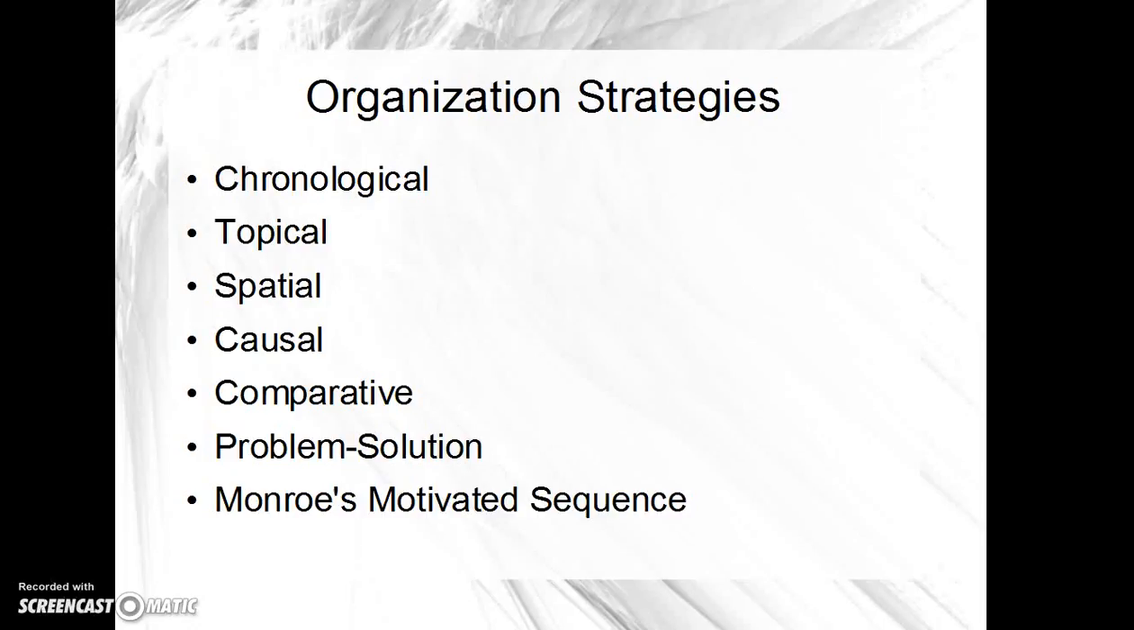A more specific version of problem solution is Monroe's motivated sequence. This is very, very helpful when you're crafting a persuasive speech and you want to make sure you cover all of your bases. It is a 5-step strategy that motivates the audience into action based on their needs. So with Monroe's motivated sequence, the very first step is, just like when you're giving any speech, attention.